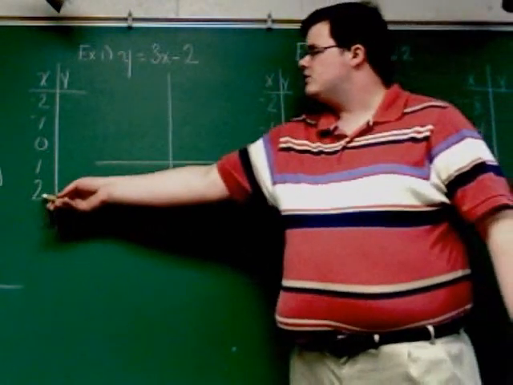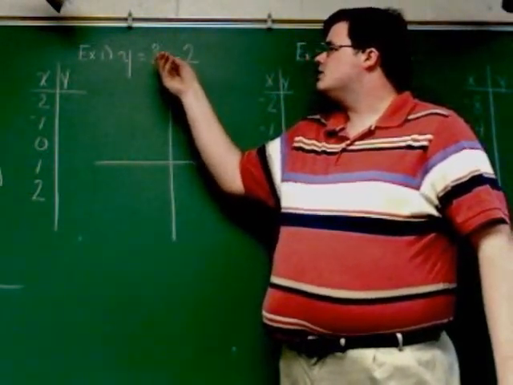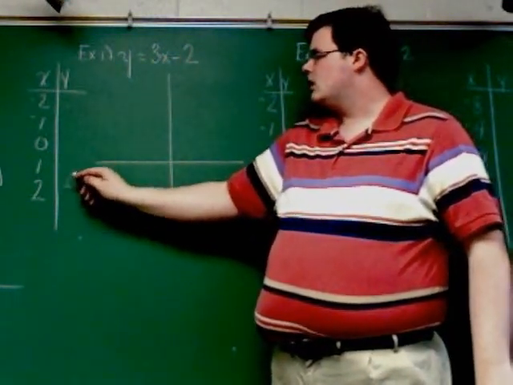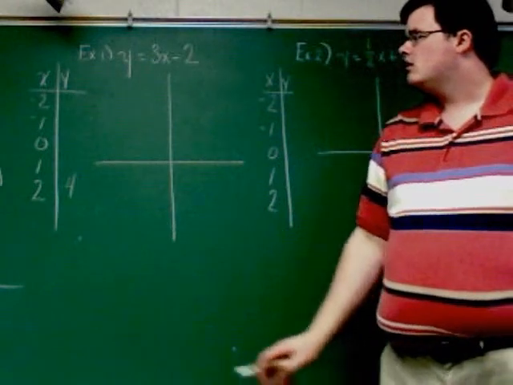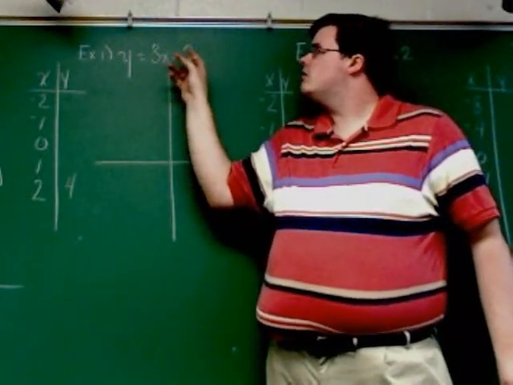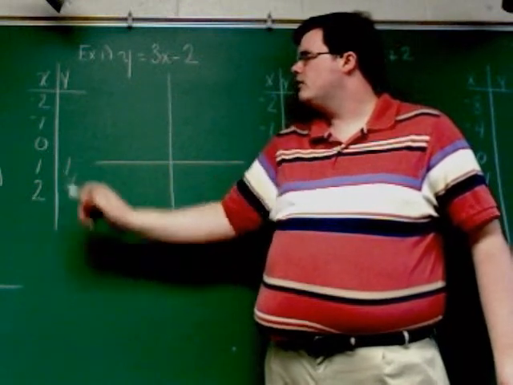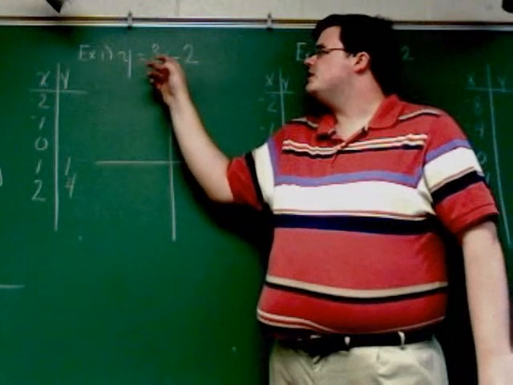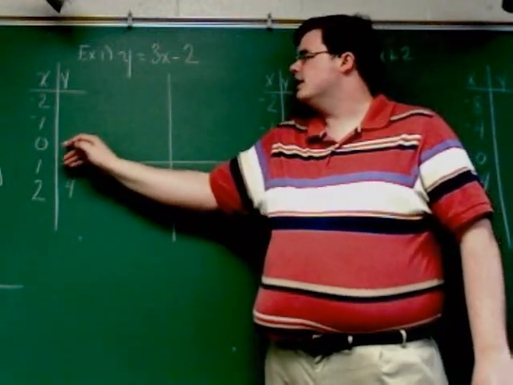So, first thing I have to do is change x into 2. So that's 3 times 2, which is 6, minus 2, which is 4. 1. 3 times 1 is 3, minus 2 is 1. 0. Change x to 0. 3 times 0 is 0, minus 2 is -2.